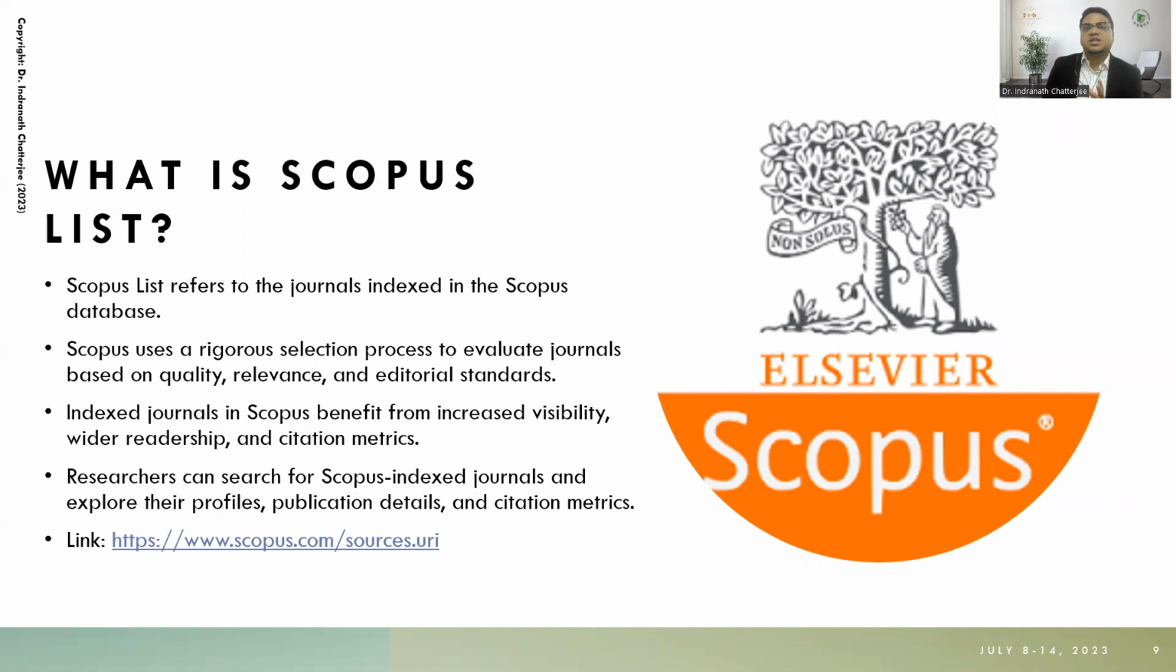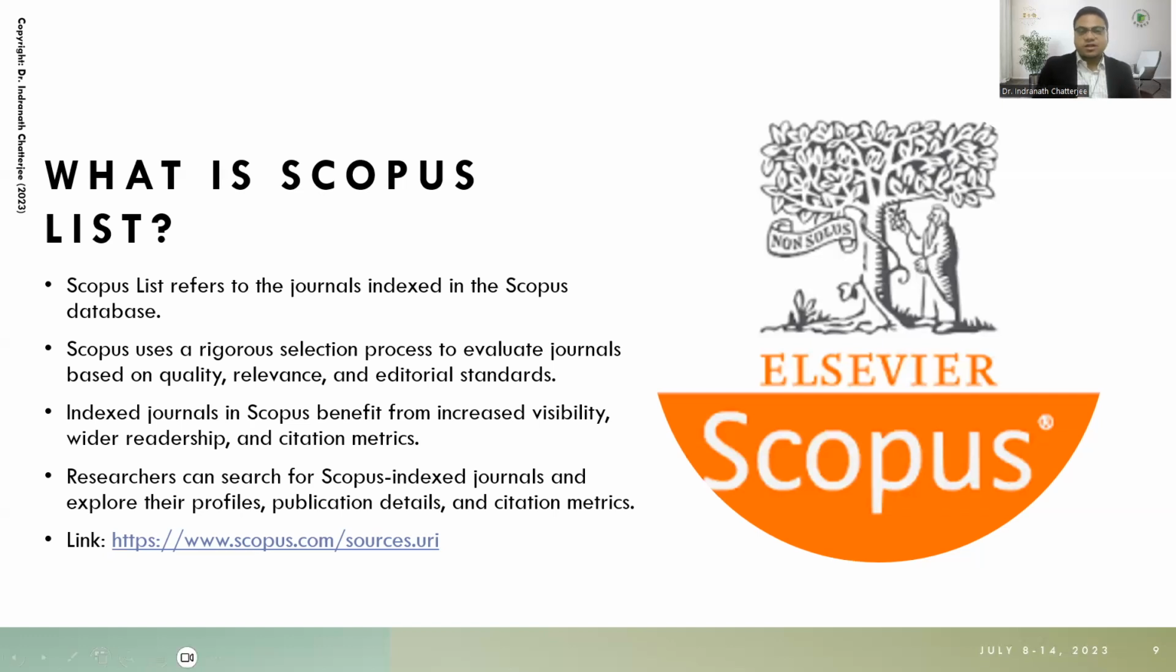That means they check that a particular journal X, which is a history journal, should not publish any paper on science. They should only stick to history papers. So this is a journal quality and relevancy check. Then they check the editorial standards. And if a journal is indexed in Scopus, its visibility, wider readership, and citation metrics also increase.